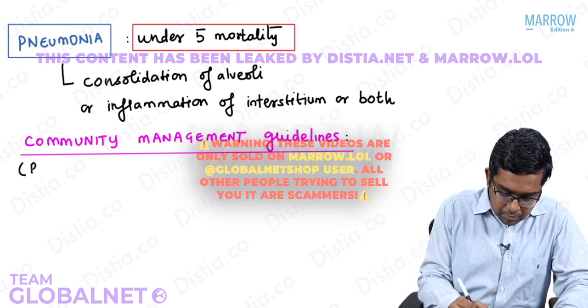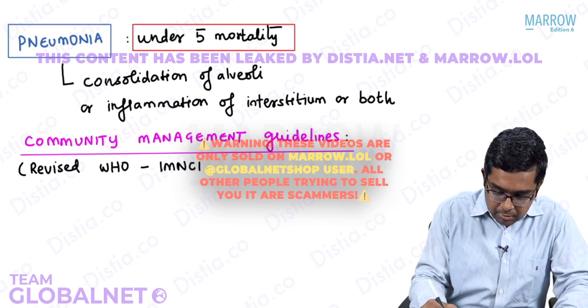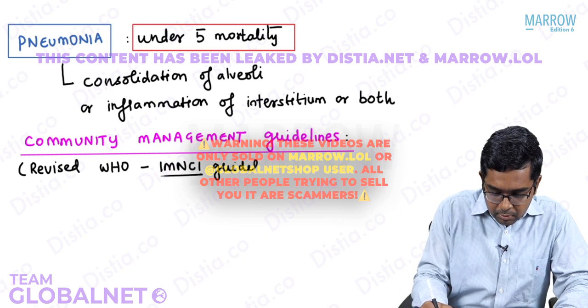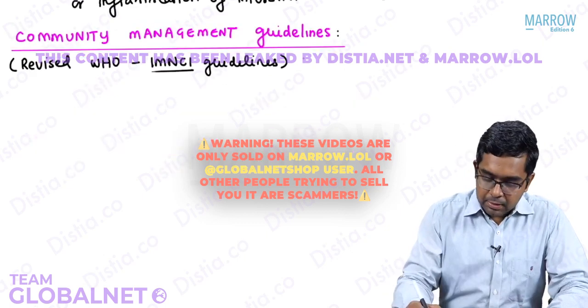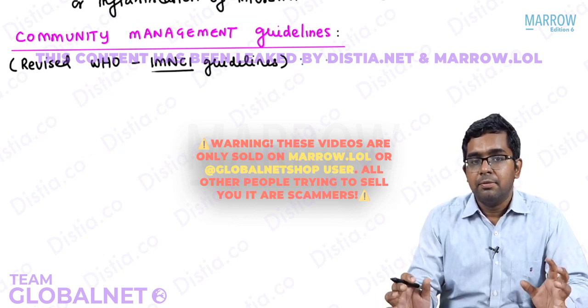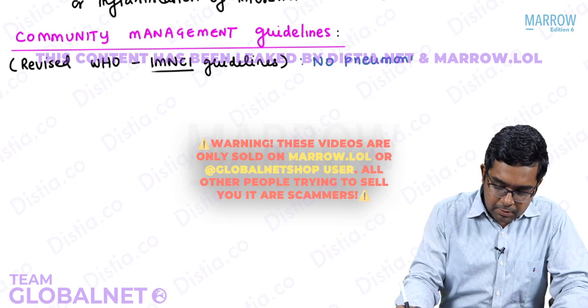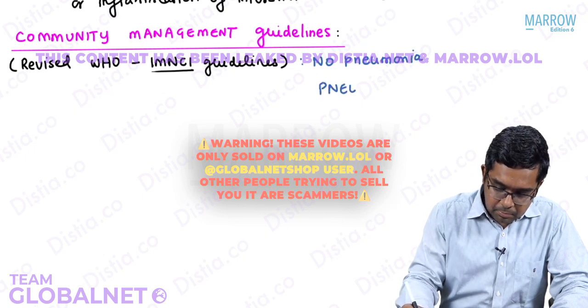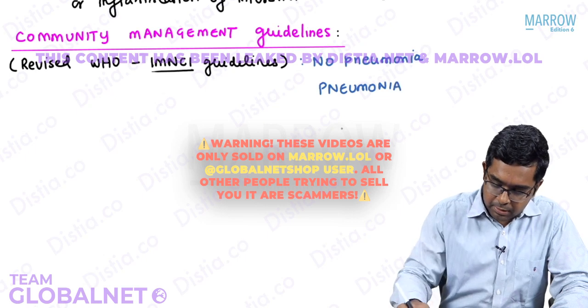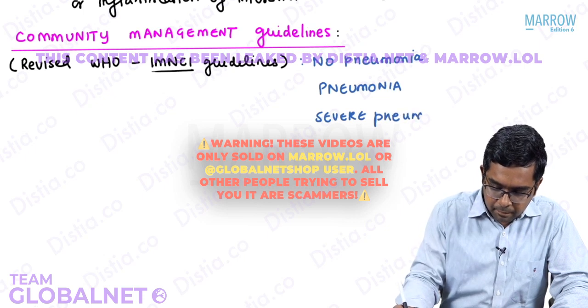So that is why there are important community guidelines for management of pneumonia. These are actually taken from revised WHO guidelines, and what we call in the Indian setting, we call them as IMNCI guidelines. According to this, any child with symptoms suggestive of pneumonia or conditions related to the respiratory tract, we will divide them into 3 categories. One is no pneumonia. Second is just pneumonia. The third category is severe pneumonia, or also called very severe disease.